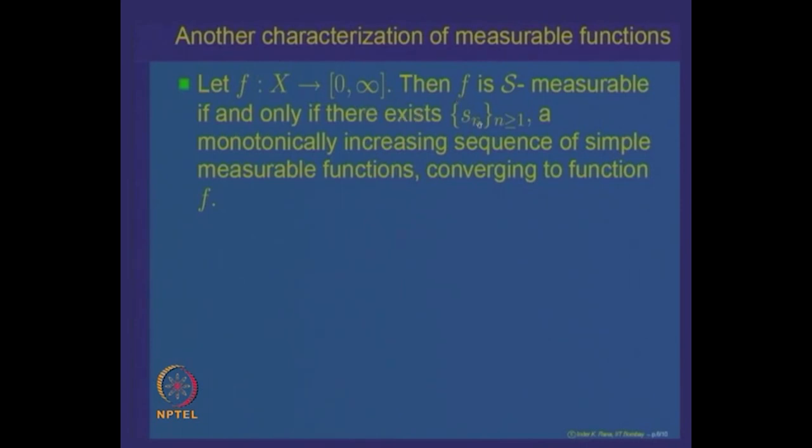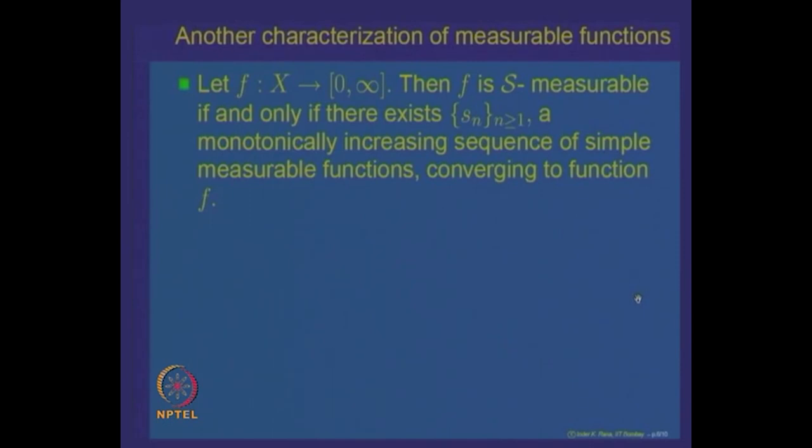We want to show that this function f is measurable if and only if there exists a sequence s n of simple, measurable, non-negative functions which are monotonically increasing to the function f. That means, if a function f is non-negative and measurable, this can happen if and only if f can be written as a limit of simple functions which are non-negative and the sequence s n is increasing. So, let us prove this fact.